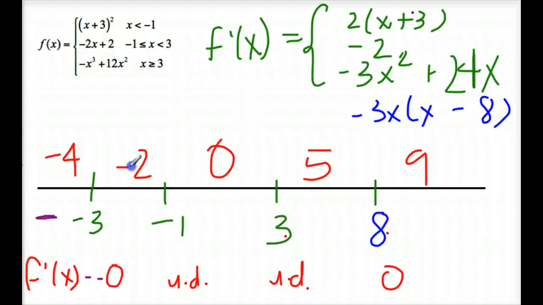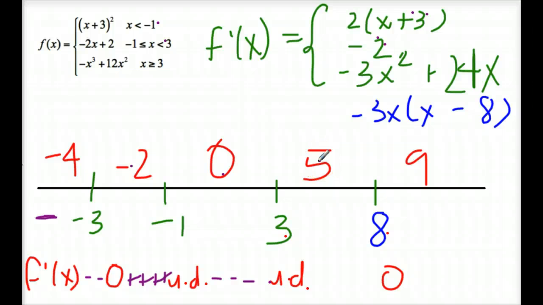If I plug in a -2, -2 is also less than -1. So I will also have to use that first equation, the first derivative. And if I plug that in, I'm going to get all positives. Then I look at number 0, and I see 0 is in between -1 and 3. So I will have to use the derivative of the second function, which is -2. Well, if the answer is -2, then my answer will always be -2. So I'm going to leave that as -2.